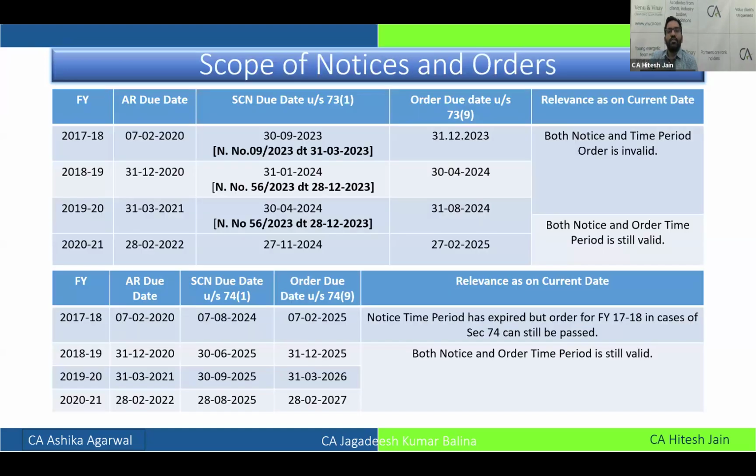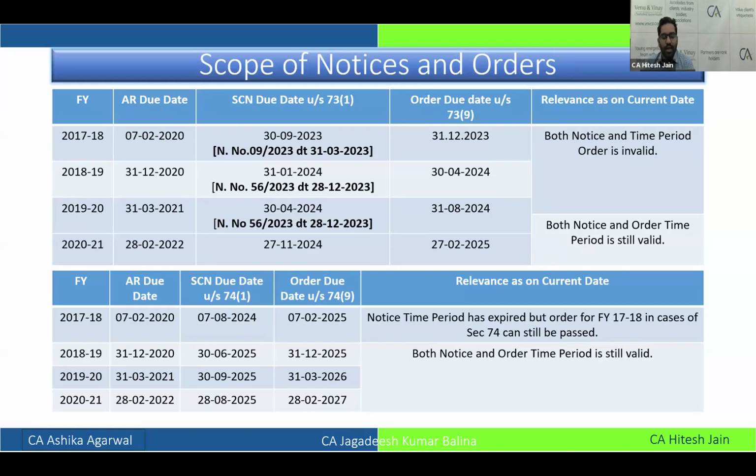Now, to understand the scope of legality as on current date, as was discussed by Ashika ma'am as well in the introductory part, we have created this table whereby it shows that for each of the first 4 financial years, what is the due date of filing the annual return, what is the due date of show cause notice issuance under 73, what is the due date of order to be passed under 73 or 74, and what is its relevance as on current date.